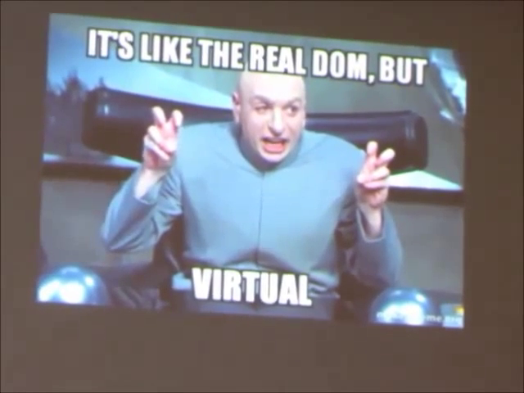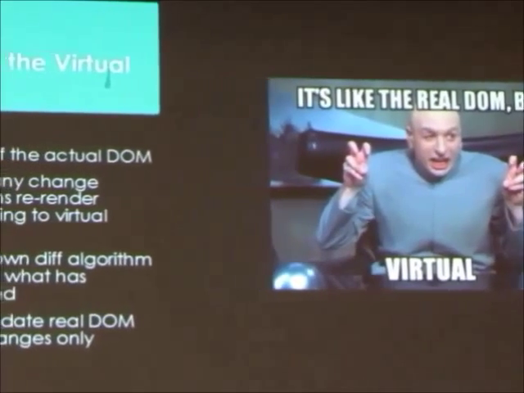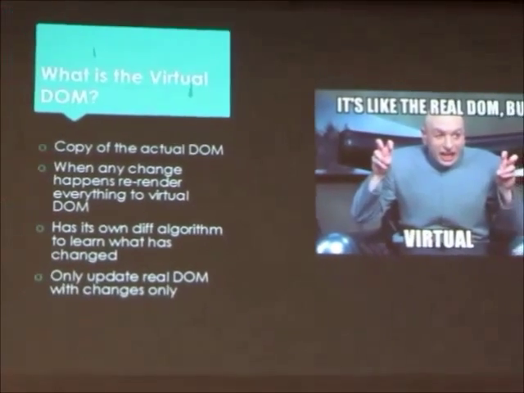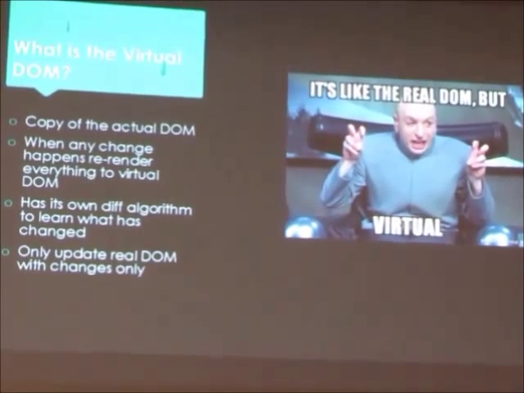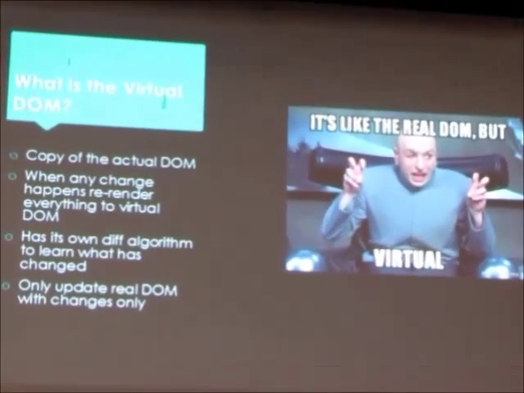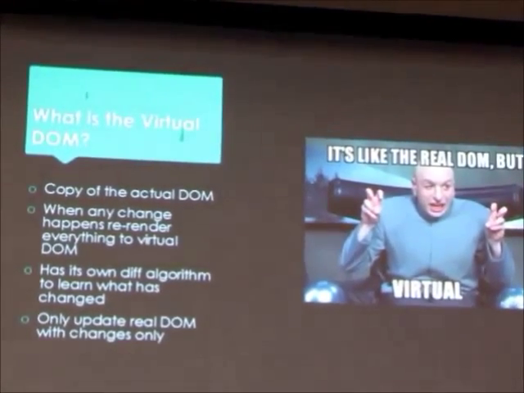So basically if you have a list, and the list has two values in it, and now you remove one, now it's one. They use key values to look it up, and they will say, okay, that one's missing now, remove it from the DOM, just remove that element. Only update with real changes.